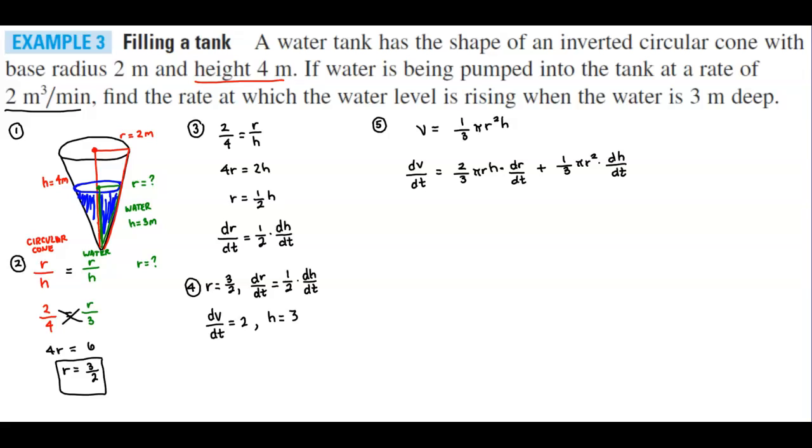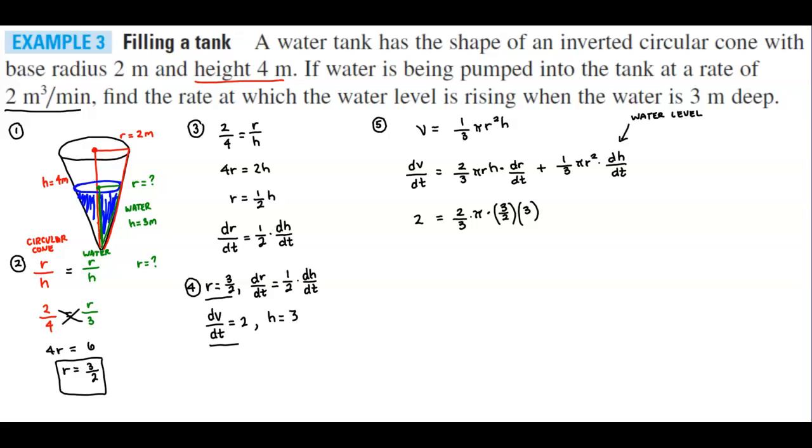So our goal is to find the rate at which the water level is rising. And so this represents the water level that we're looking for. So we're looking for dH over dt. And we know all the other information. We know that dV over dt is equal to 2. And that's equal to 2/3 times pi times r. We know that r is 3/2. Times h, which we know is 3.